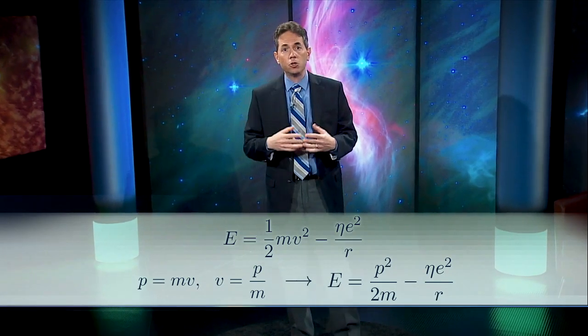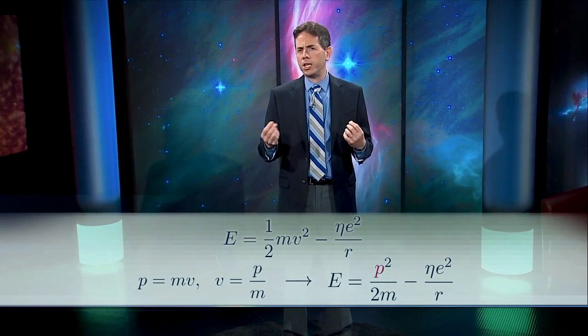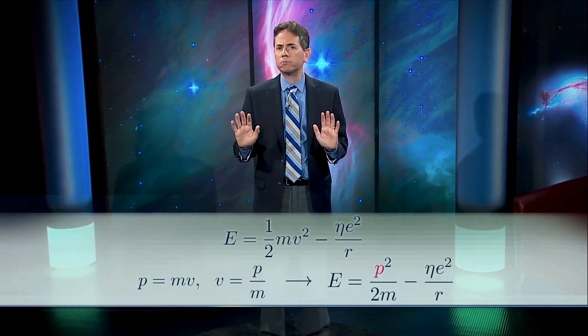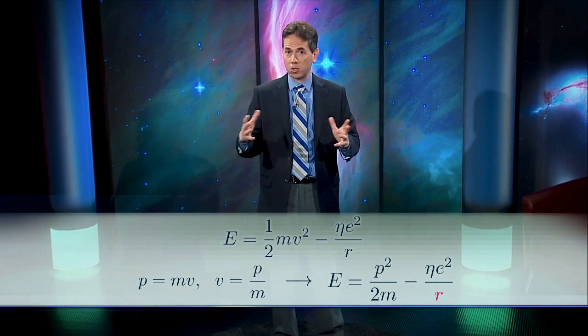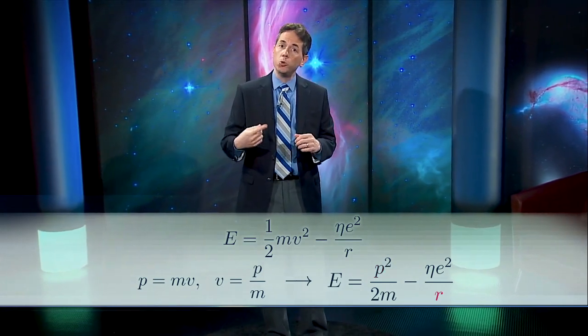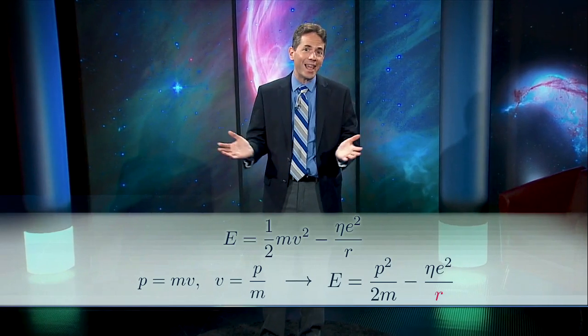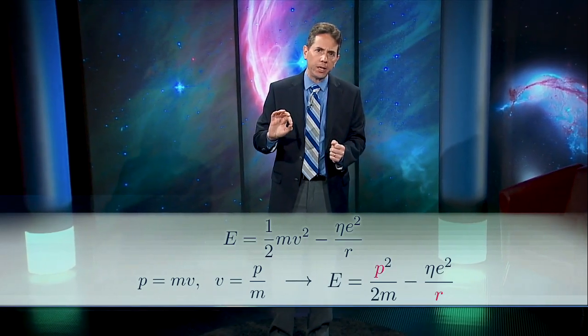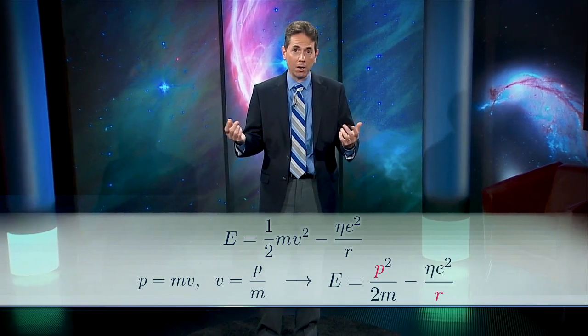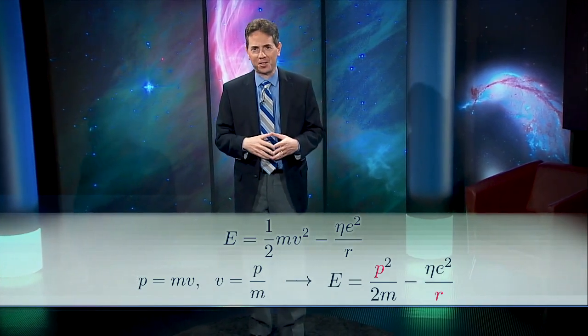Now, to minimize E, we should keep p as low as possible. That'll reduce the kinetic part. And we should also make r as small as possible because that'll reduce the potential energy. It will make it more negative. But we can't make both r and p arbitrarily small, remember? Professor Heisenberg won't let us.